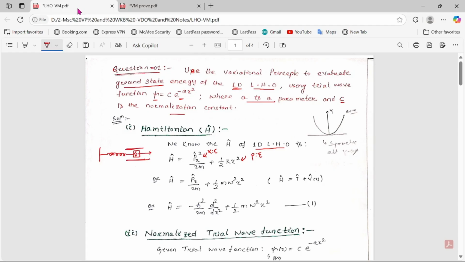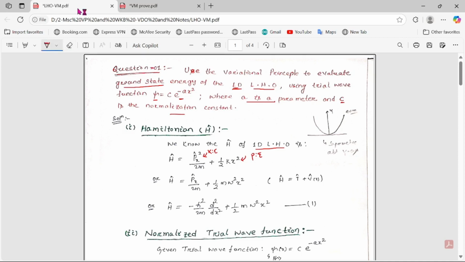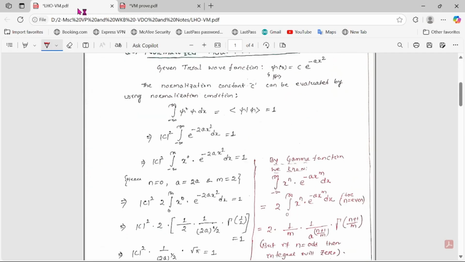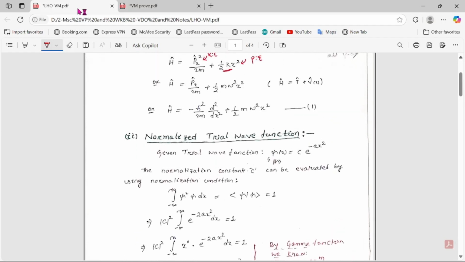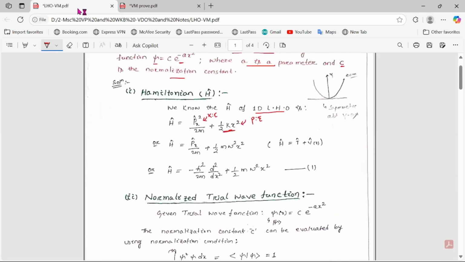So if it is along the x-axis, this is called a one dimensional harmonic oscillator, and its kinetic energy is written as p x cap square, the momentum operator squared, by 2m, plus half k x square. That we know. This is the potential energy part. This potential energy part can also be written as half m omega square x square, because k is nothing but m omega square.